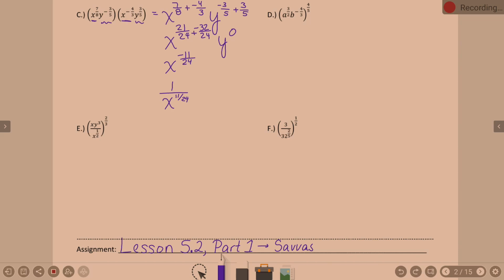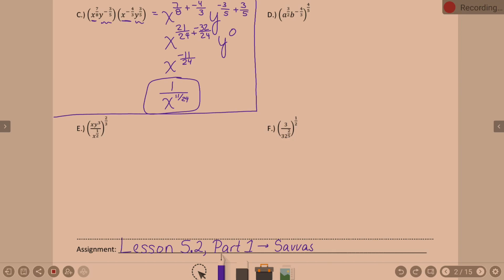Hold it right there. Okay. I have this as my final answer. I personally did not go to a radical on this one because it'd be the 24th root of x to the 11th. Yuck, you know. Unless you have reason to go there, I probably would not say go there. Okay?